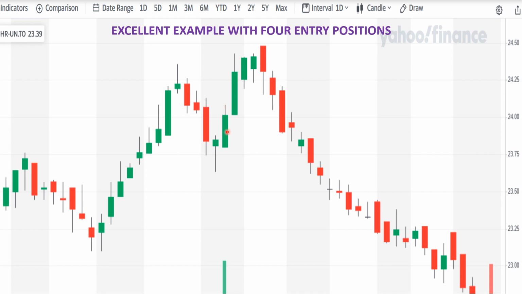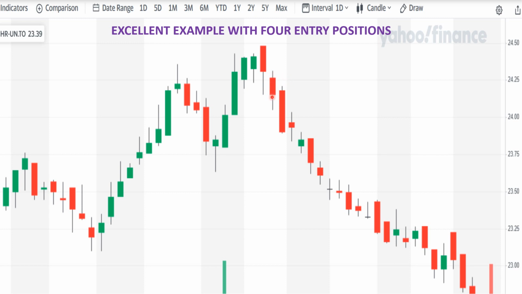Now the trend is going up for almost 3 days, and at the top of this uptrend you have this bearish engulfing pattern. Now this bearish engulfing pattern suggests a possible trend reversal from uptrend to downtrend. Now we have to look for the confirmation candle.